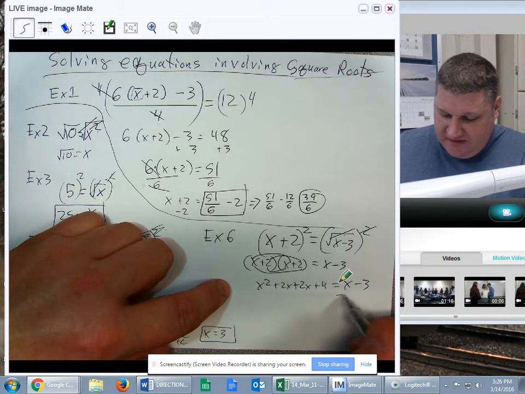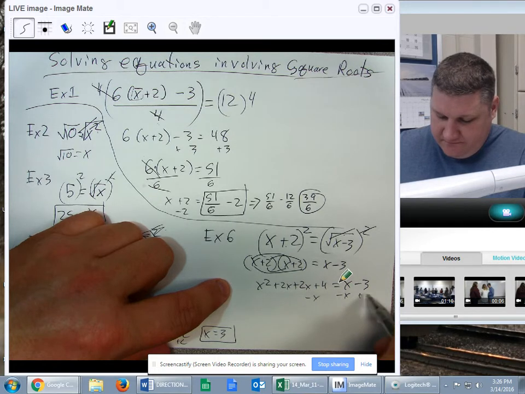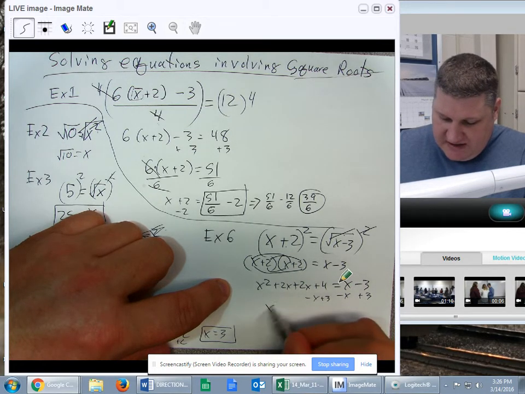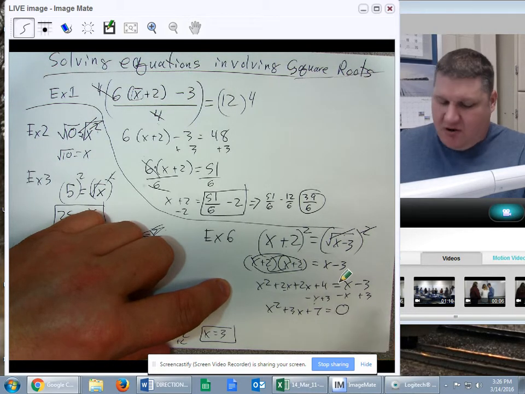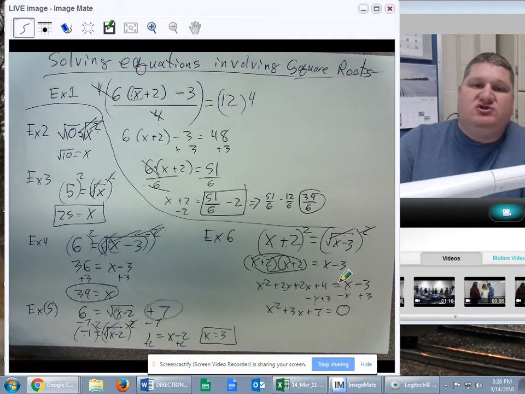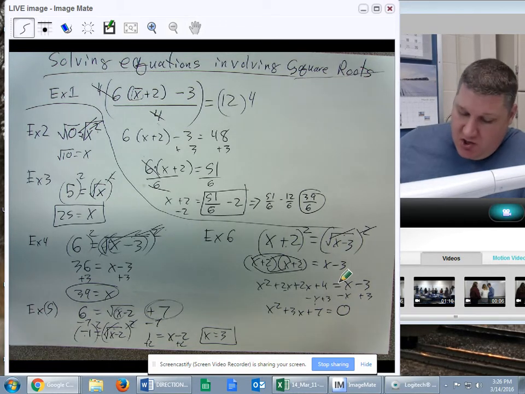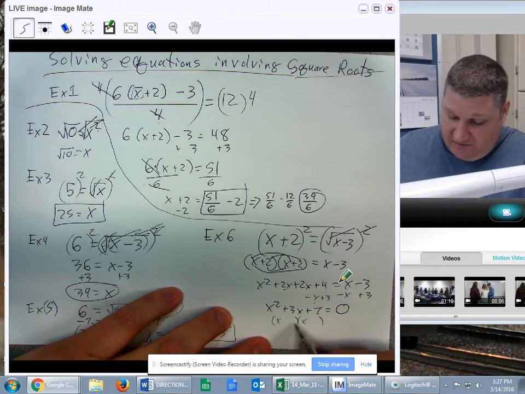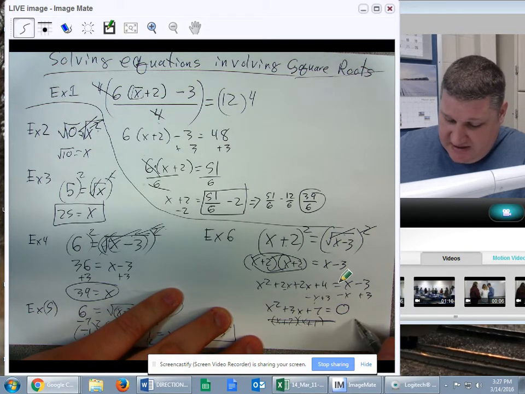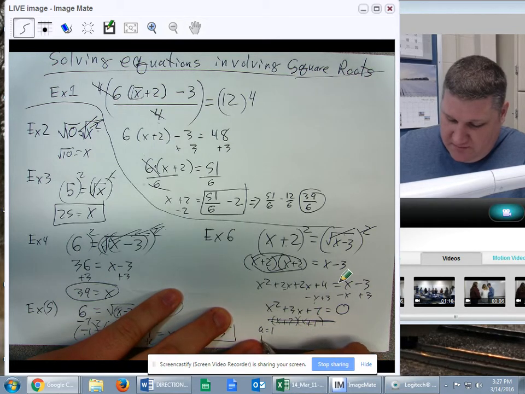At this point, let's get everything to one side. So I get x squared plus 3x plus 7 equals 0. At this point, this is why we work so hard on the last two chapters. We're going to have to break it up. Can I break it up using FOIL? Nope. So I'm going to have to say a equals 1, b equals 3, c equals 7, and I'm going to have to use the quadratic formula.